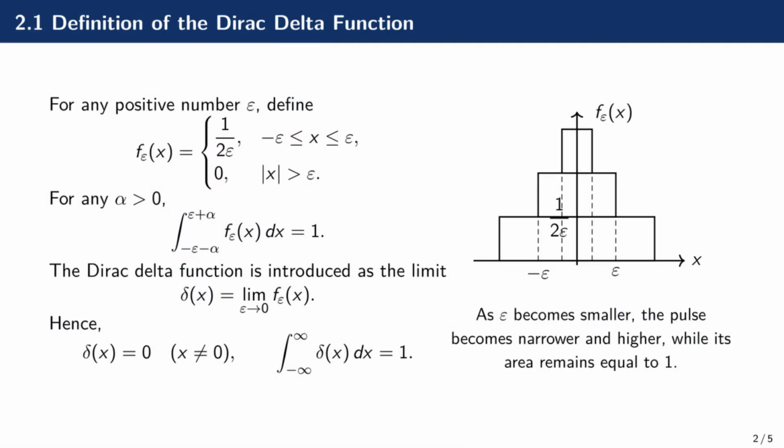Now we introduce the Dirac delta function. This is a very important concept in engineering and physics. It represents an ideal impulse. First, we define an approximation.